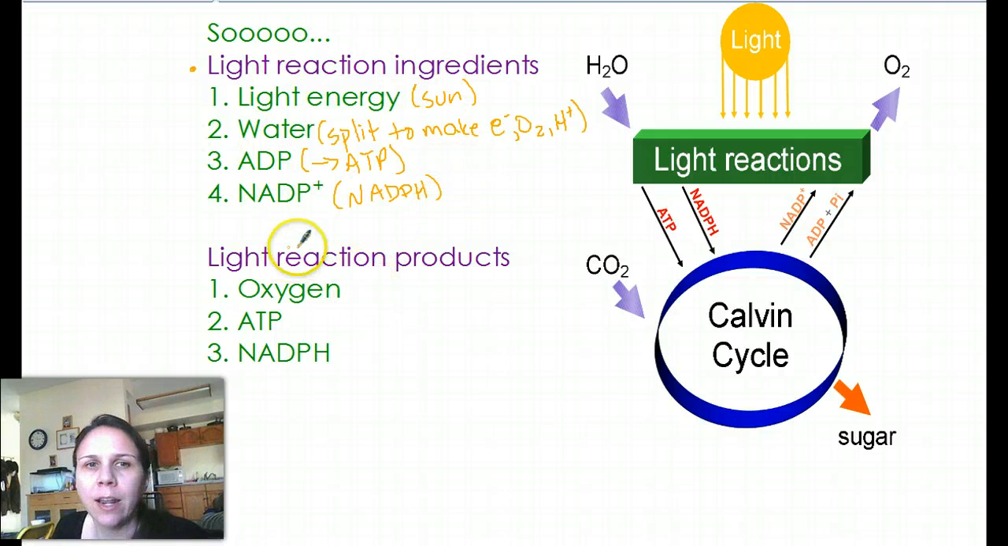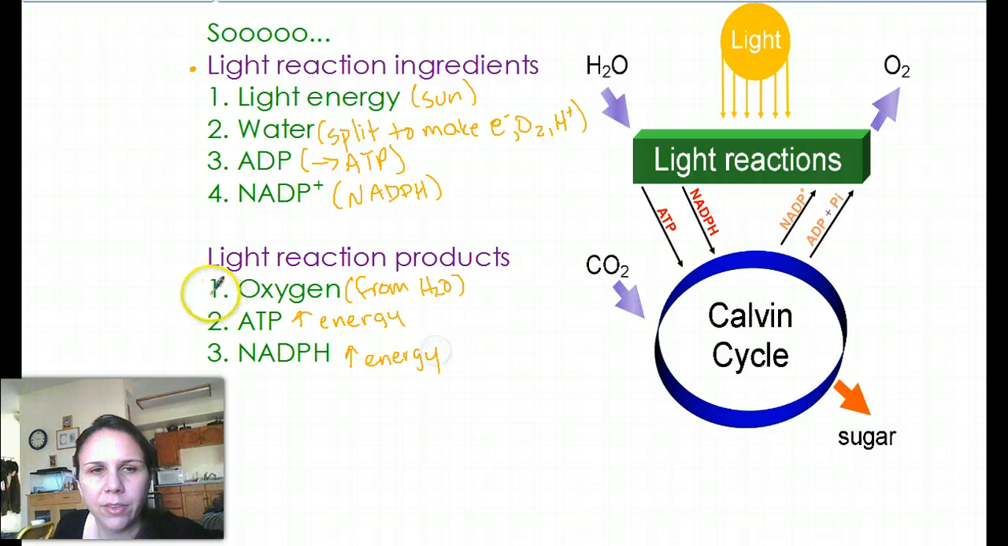What do I get out of it? Well, we get oxygen, which came from the splitting of the water. We get ATP, which is high energy. That's an arrow, that means high. And we have NADPH, which is also high energy. Now oxygen's going to leave the plant, but these two, they're going to head on over to the dark reaction.